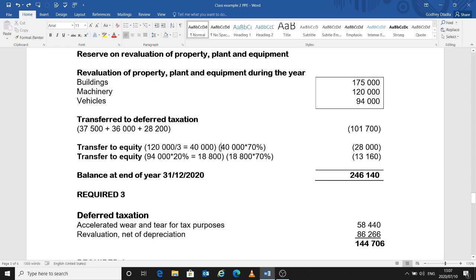Remember, I said these figures must be transferred after tax, because once you transfer to deferred tax, you are left with values that are 70%. So your transfer will be 28,000 in this case to equity, and then the next one, which should be the vehicle, the second one: 94 times 20% is 18, multiplied by 70% again. So the two are the ones that the intention is to keep. Those are the ones that will give rise to the transfer to equity. Right.